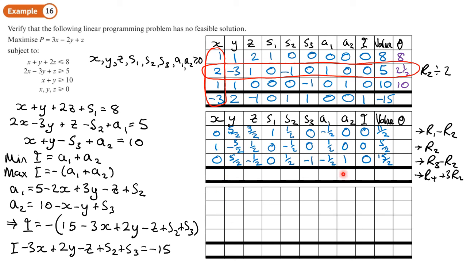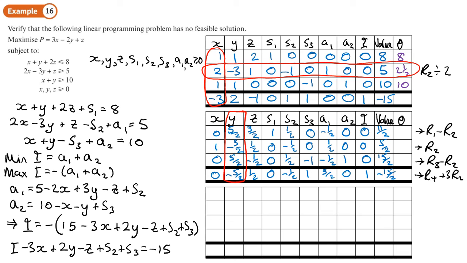And then the bottom row here, again, once we've done our row operations, we will have 0, negative 5 over 2, a half, 0, negative a half, 1, 3 over 2, 0, 1, and then negative 15 over 2 here. So notice we still got negatives here. We go for the most negative to find our pivot column, which is going to be this column here.